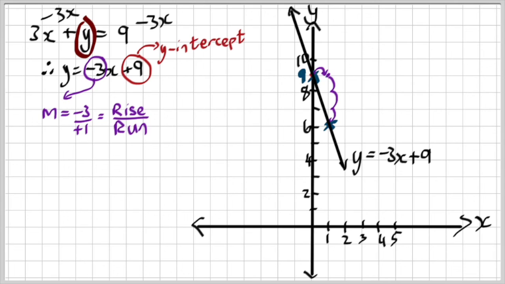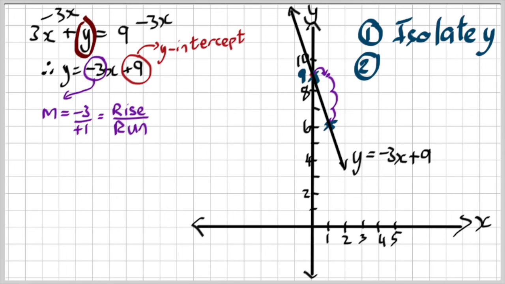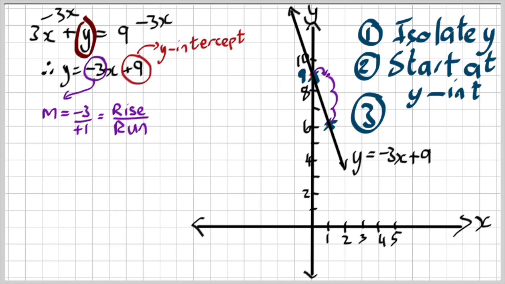So very important for the gradient intercept method. I'm always going to, number 1, isolate the y value. Then number 2, I'm going to start at the y-intercept. Then I'm going to number 3, use the gradient to find that second point. Rise over run. Ladies and gents, this is a crucial video because of these two things.